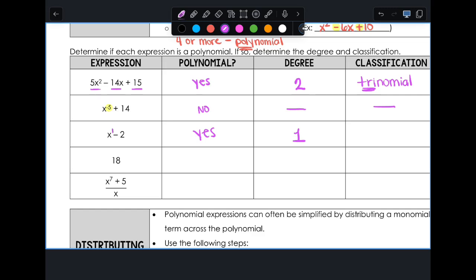Now, what kind of polynomial is it? Binomial. Okay. What about the next one? Yeah. A constant can be a polynomial. Trick question, what would the degree be? Well, actually. Oh my God, right. 0.